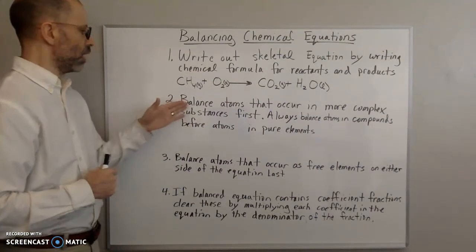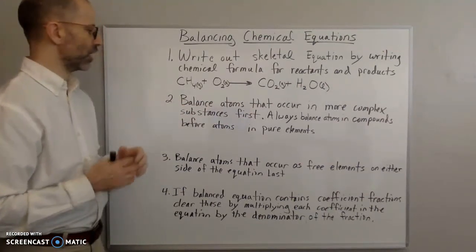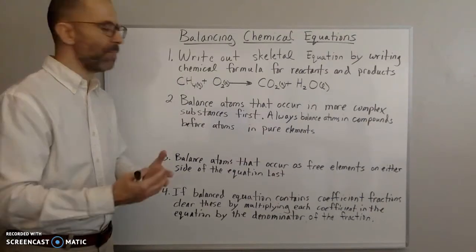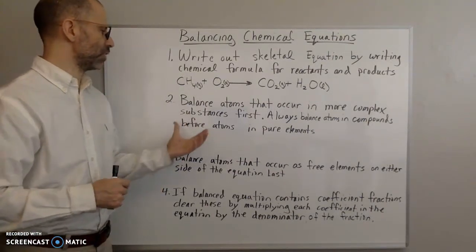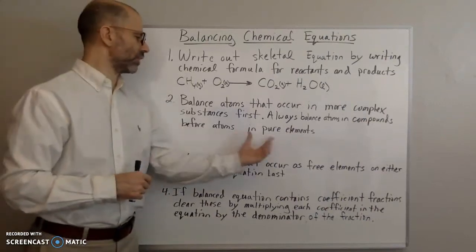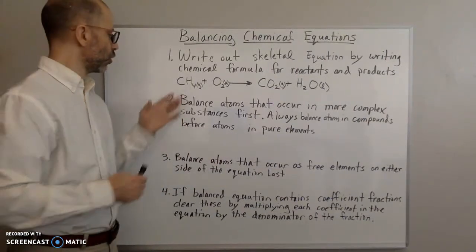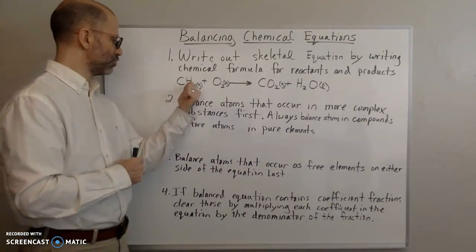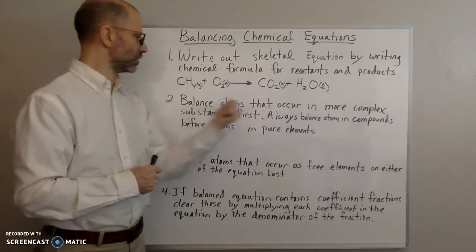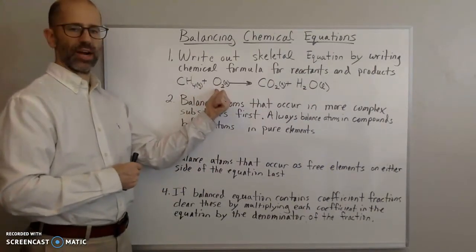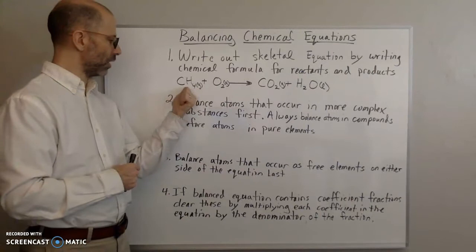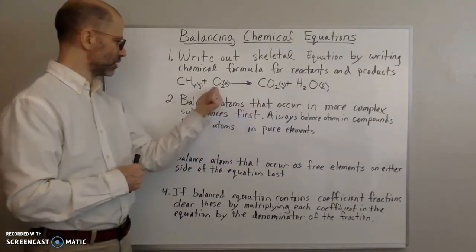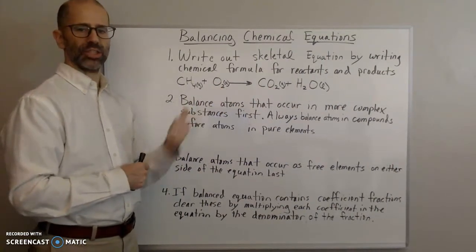Step 2: you're going to balance the atoms that occur in more complex substances first. You're always going to balance the atoms in compounds before the atoms that occur in pure elements. So here, carbon is part of a compound, hydrogen is part of a compound, as well as here. I have oxygen here as a free element. So I'm going to balance the atoms that are in compounds first, and the element, oxygen, I'll save for last.